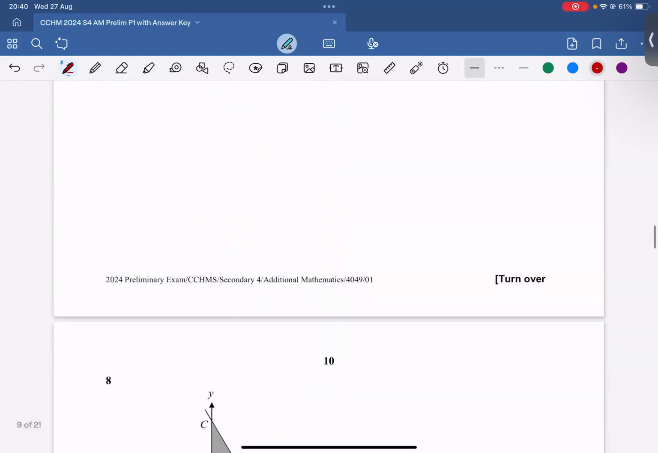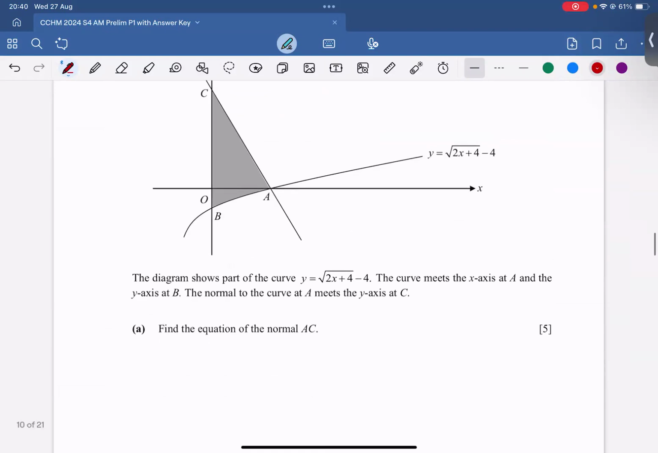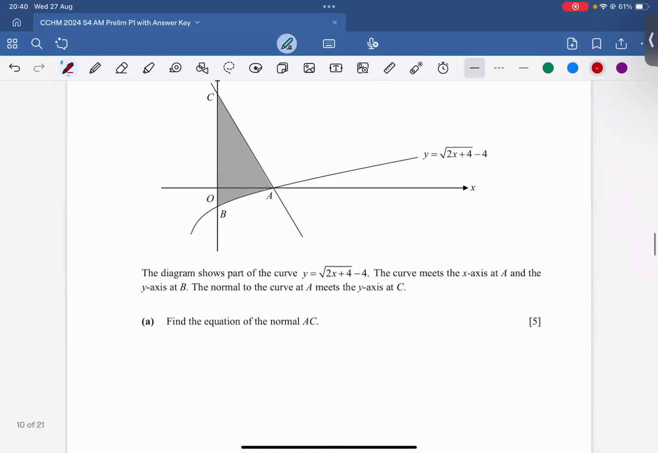Okay, next. The tangent to the curve meets the normal at C. Find the equation of normal AC. So to find the equation of a line, we need to know the gradient. We need to know a point. Okay, so the point is, of course, at A. So at point A, right? This is point A. So we need to find the coordinate of point A.